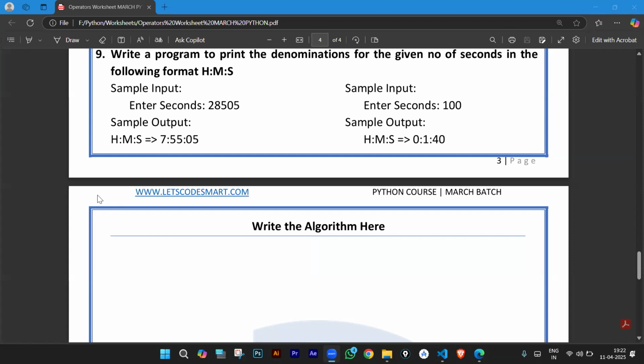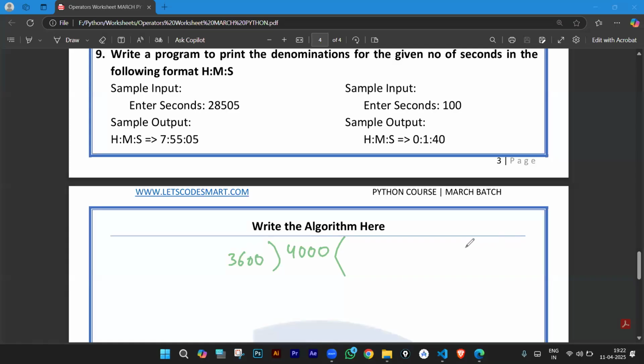Now, what about minutes? What about minutes? As I told you, try to visualize. Let us say I have 4,000 seconds with me. Okay. In these 4,000 seconds, 3,600 seconds.